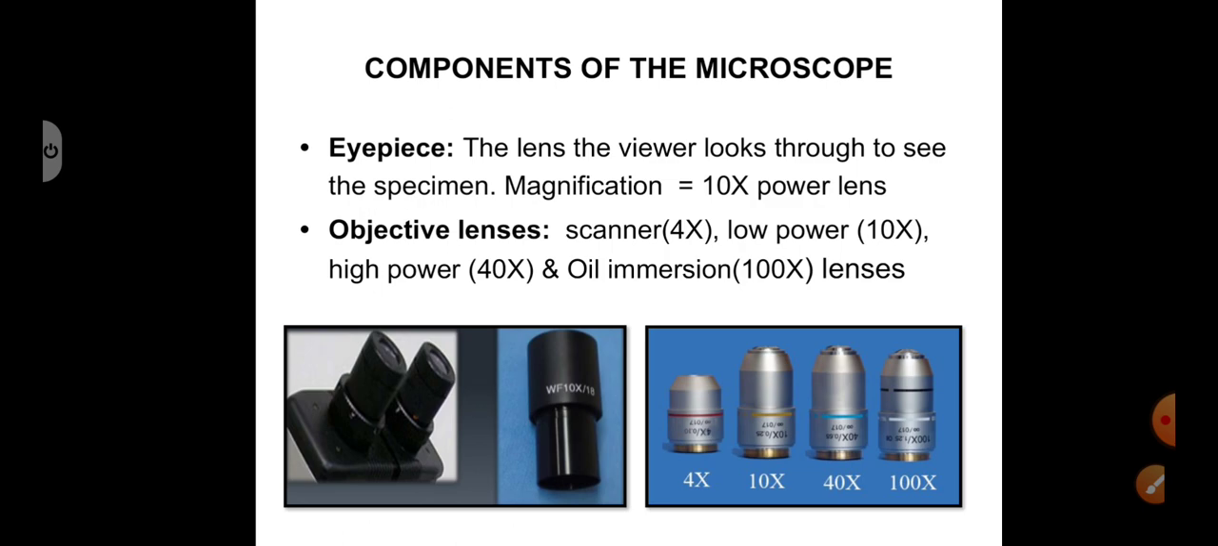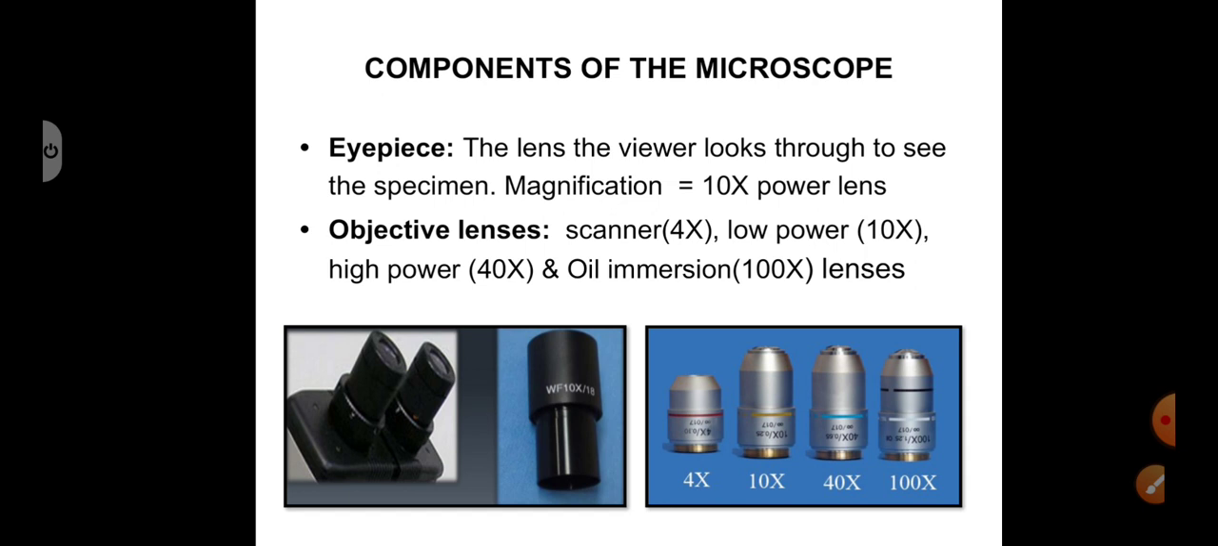Now let us again look into what is this eyepiece and objective lens. If there is a single eyepiece for the microscope, it is known as a uniocular microscope. So you have to use only one eye to see the enlarged image of the specimen. And this eyepiece is a lens where the viewer looks through to see the magnified image of the specimen, and its magnification power is only 10x. Objective lenses, I told you, are 4 types.